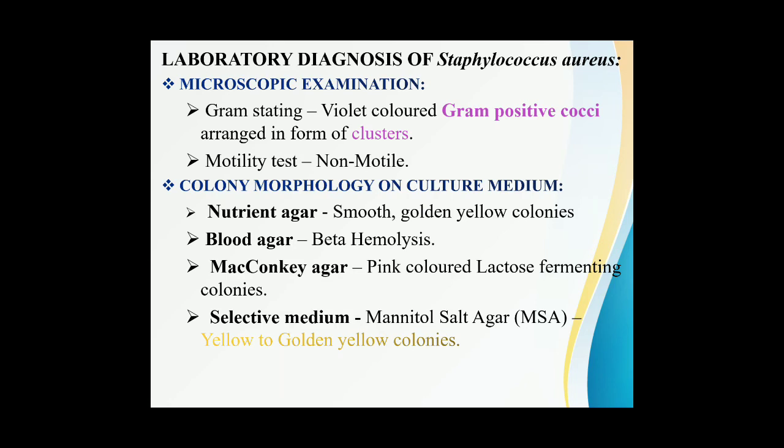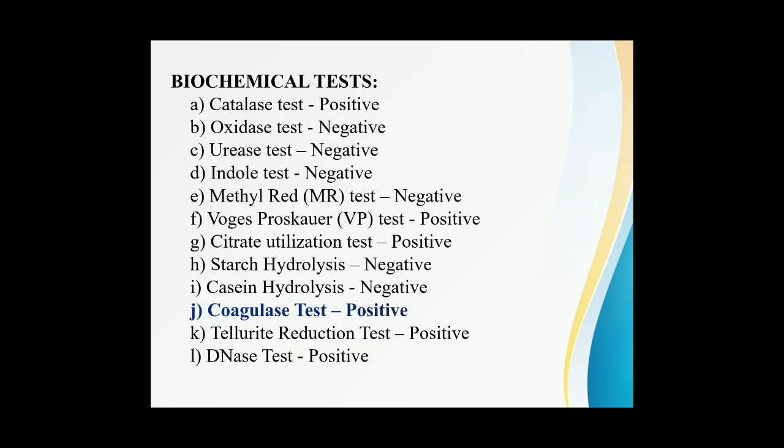In blood agar, it shows beta hemolysis. In MacConkey agar, pink color lactose fermenting colonies are observed. In selective medium, mannitol salt agar, it shows yellow to golden yellow colonies. Biochemical tests: catalase positive; oxidase, urease, indole are negative. MR negative, VP positive. Citrate utilization test positive; starch hydrolysis, casein hydrolysis are negative.